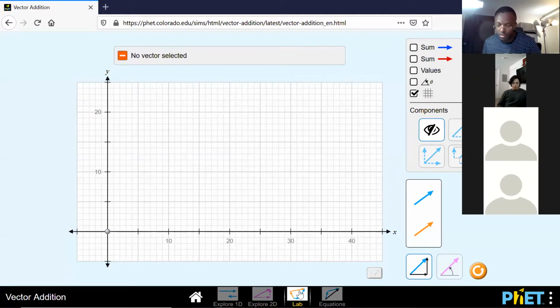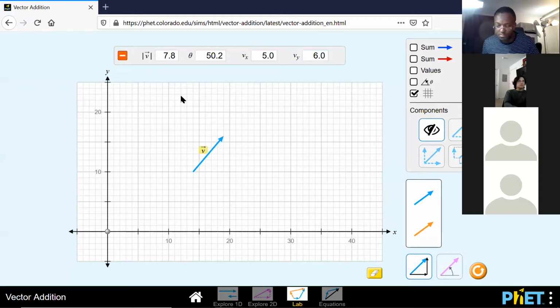Click on one vector and drag it into the grid. Let me choose the blue one and drag it into the grid. This vector is V1, so we're going to call it V1. We want the magnitude of V1 to be between 5 and 10. So we change it to 7.8. Why not? That's between 5 and 10.